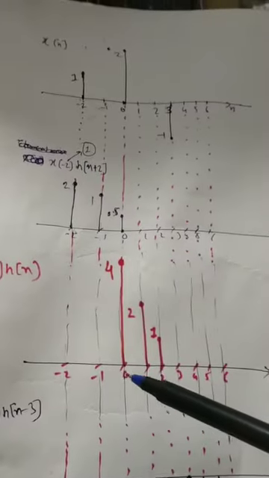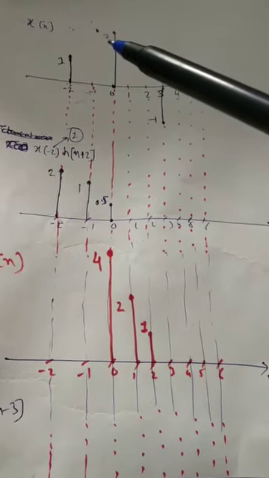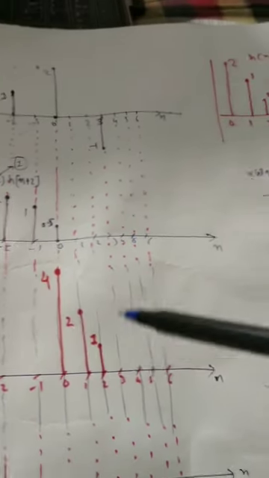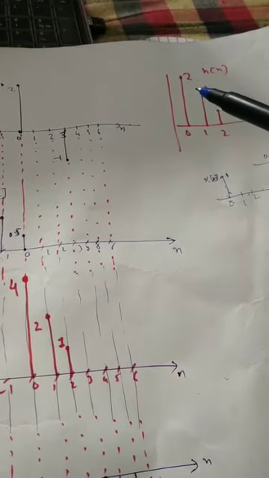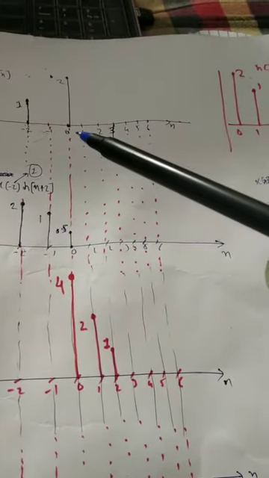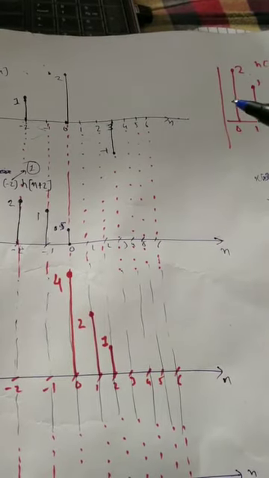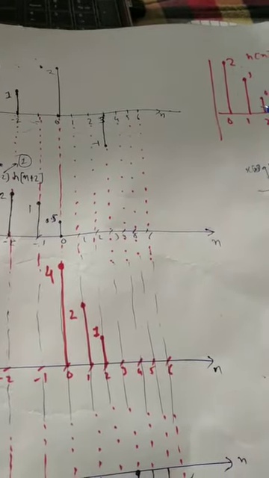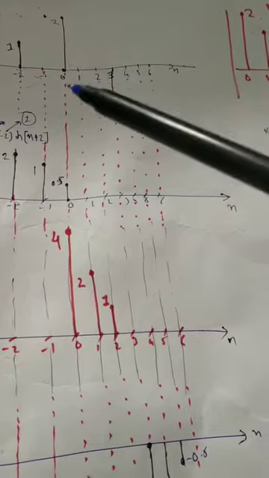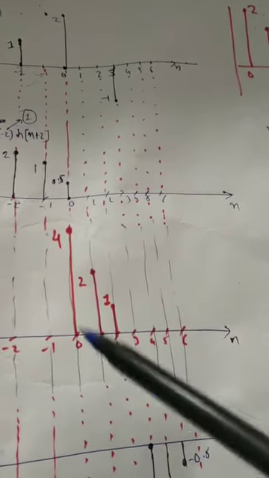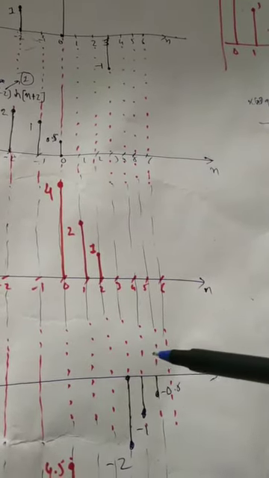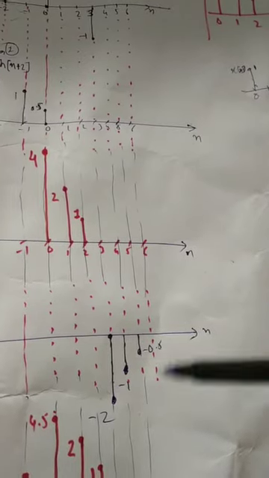What if only x of 0 was present? The value of x of 0 is 2, so it's going to be 4, 2 and 1. How come? We have h of 0, h of 1, h of 2, which are 2, 1, 0.5. So 2 times 2 is 4, 2 times 1 is 2, and 2 times 0.5 is 1. So it's going to be like this if the input was only x of 0, which is 2. What if the input is only x of 3 and all the other values are 0? My output would look like this.